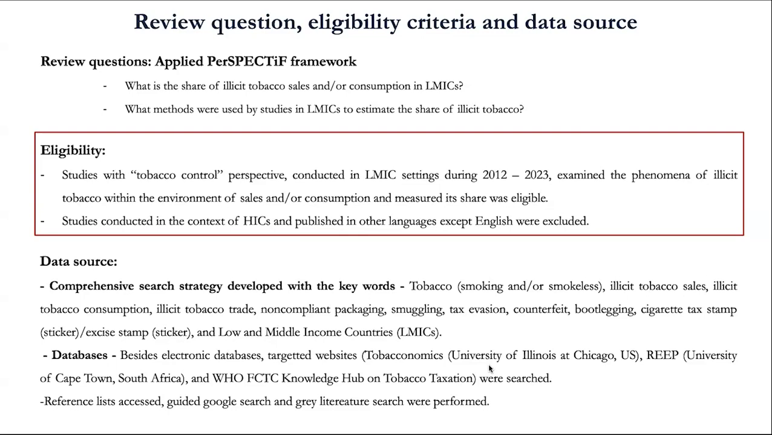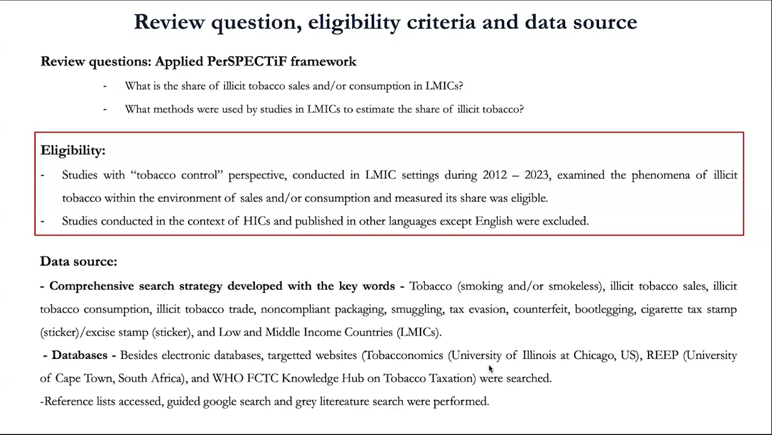Here, as you can see, the eligibility criteria, depending on the perspective framework that I used to select my studies, can be summarized as follows: all studies with a tobacco control perspective, conducted in low and middle income settings during the time period 2012 to 2023, that examined the phenomenon of illicit tobacco within the environment of sales and consumption and measured its share were eligible for this review. As an exclusion criterion, we decided that all studies conducted in the context of high income countries and published in languages other than English were excluded from the review.